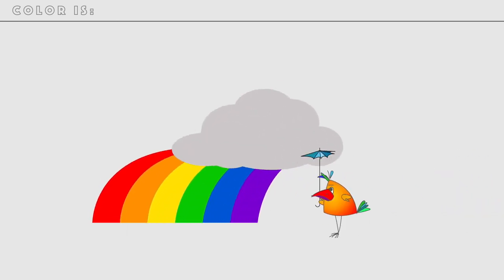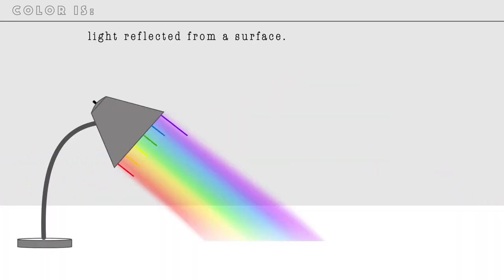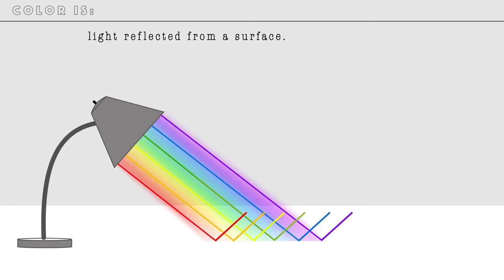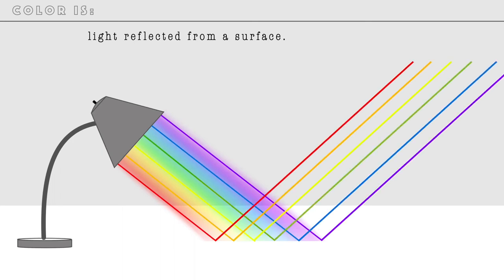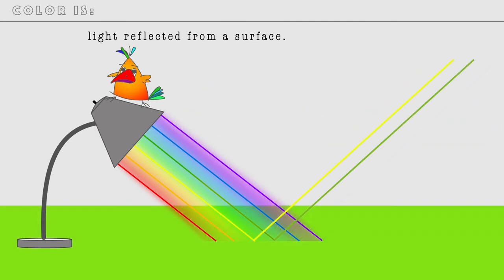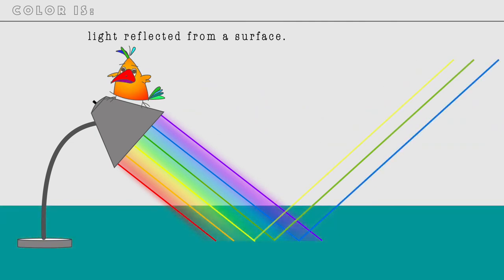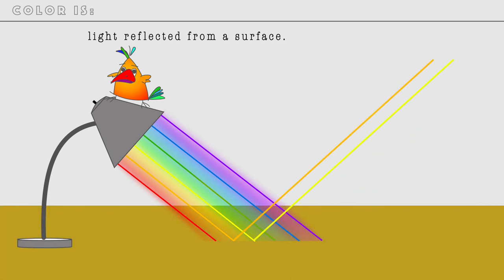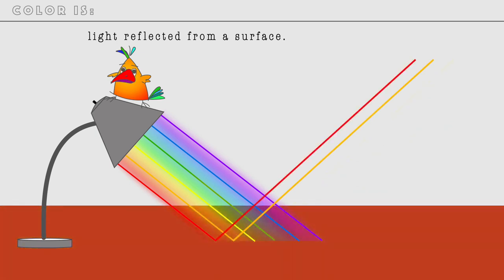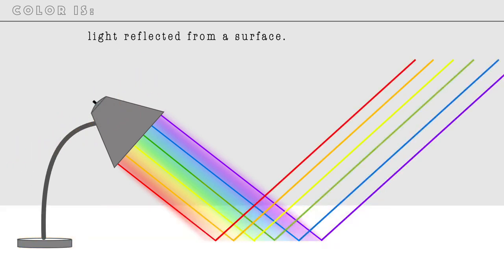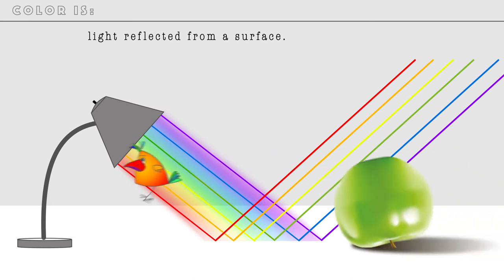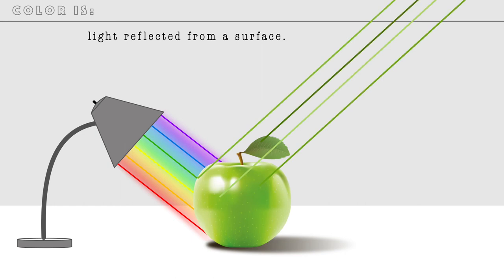This is how droplets of water create a rainbow. Objects absorb some rays and reflect others. The rays that the object reflects determine its color. Color is how we see light reflected from a surface. Different objects reflect and absorb different light rays. A white surface will reflect all light rays. A green apple, for example, would reflect only green light and absorb all other light rays.